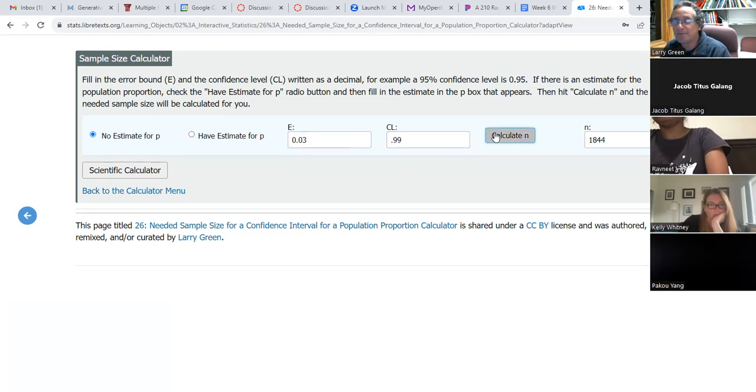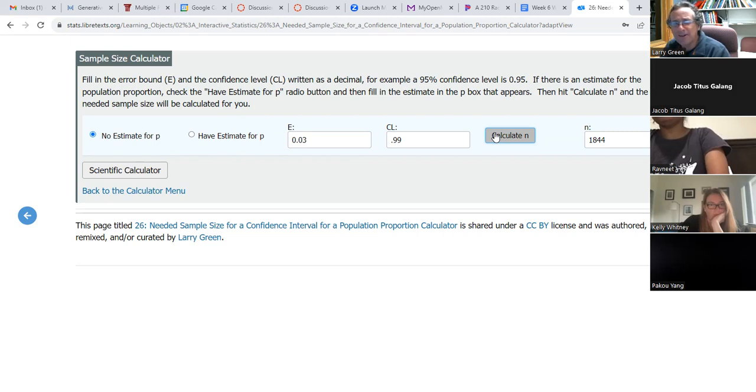And I calculate n. And what do I get? 1,844. Any questions on finding the sample size you need to be able to have a confidence interval that has a margin of error that is small enough with a certain confidence level? So in this case, we need to look at 1,844 cars. Any questions on that?